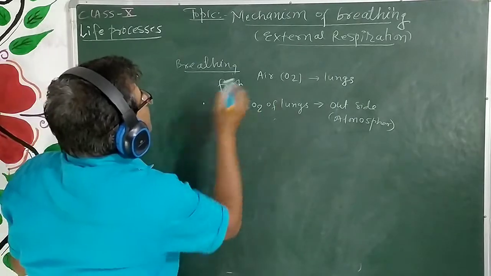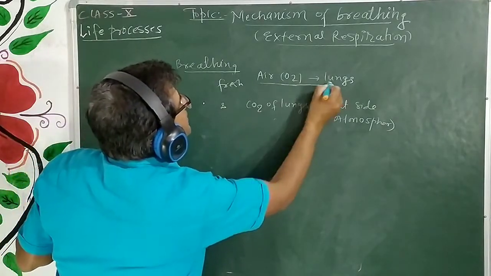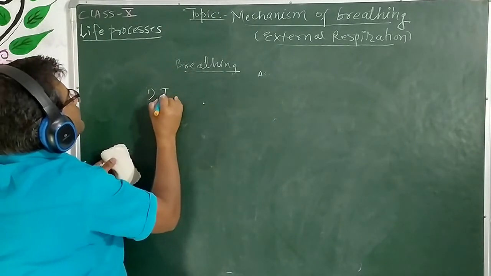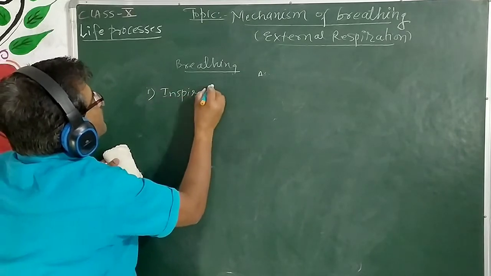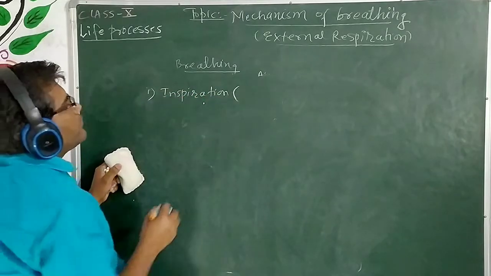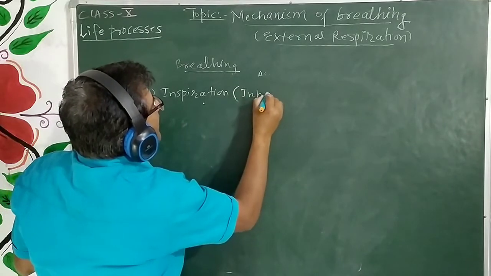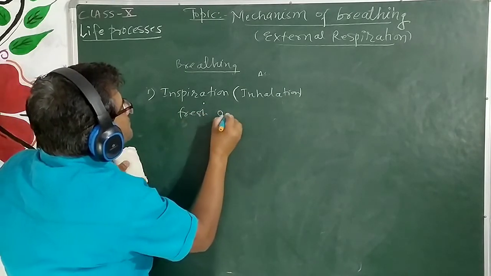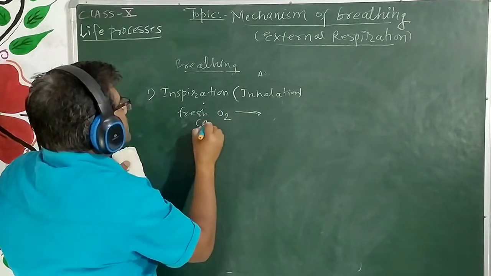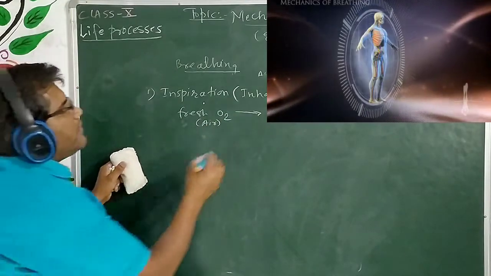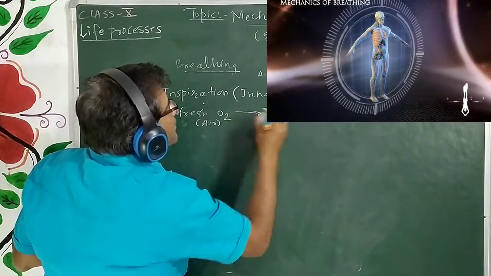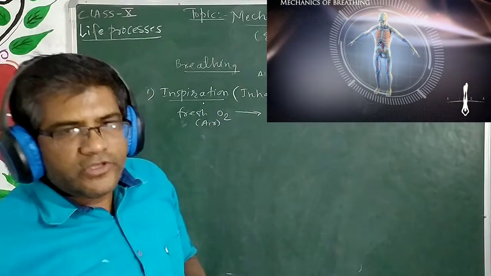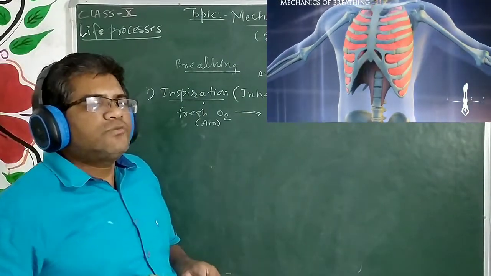So in breathing there are two phenomena. When oxygen enters into the lungs, this is the first, and this is called inspiration, or inhalation. What happens in inhalation? In this, fresh atmospheric oxygen, the oxygen which is present in air, enters into the lungs. This process is called inspiration or inhalation. How does this process occur?